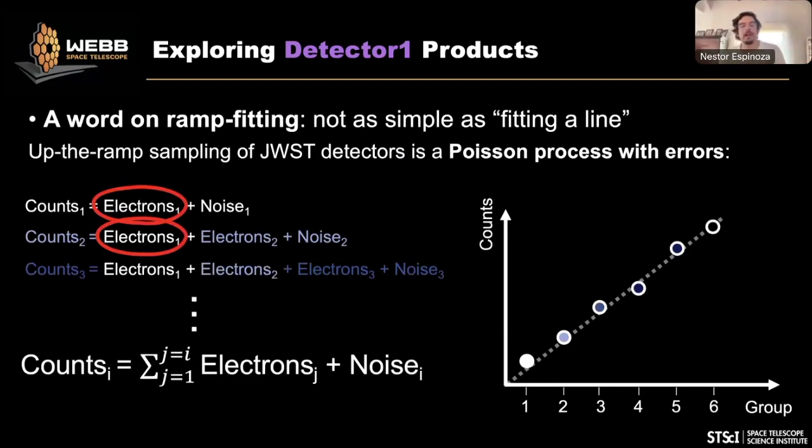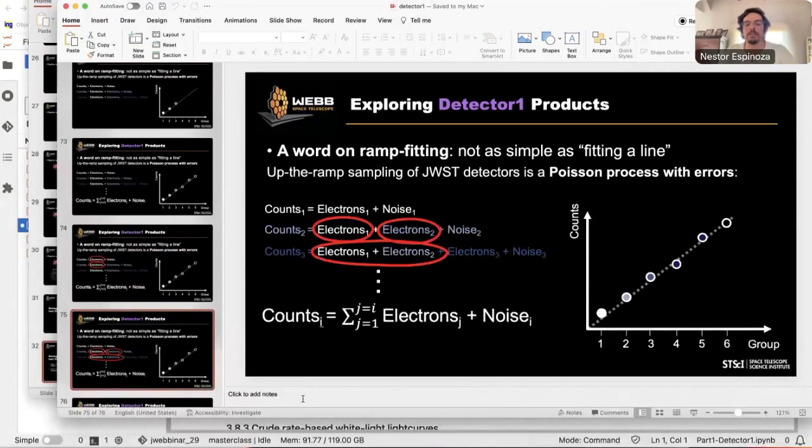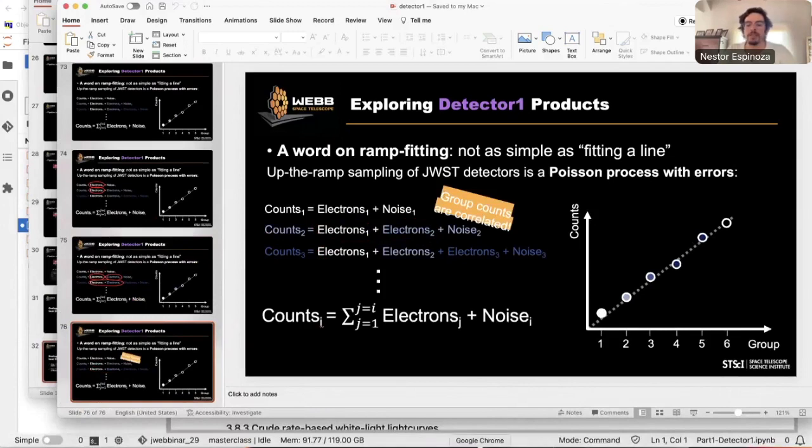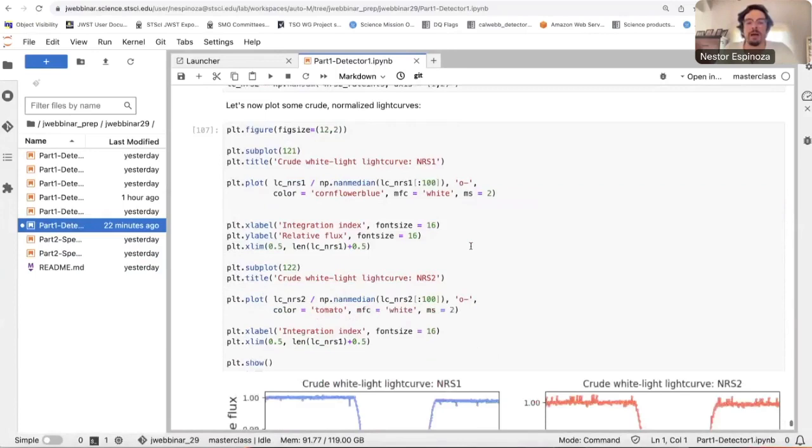You see how the process goes: the different groups or different frames are correlated because they're using the same electrons. And you have to account for that correlation in your fit to your slopes, otherwise you severely underestimate the error bar on your slope. The JWST pipeline actually does this pretty well. It has a nice algorithm embedded into it that accounts for this correlation. And then you can get these rates per integration directly with the pipeline.